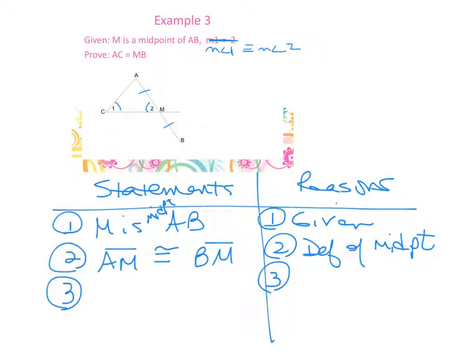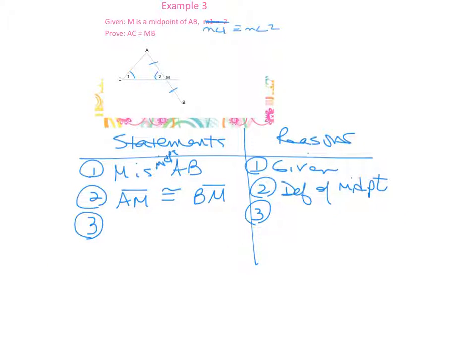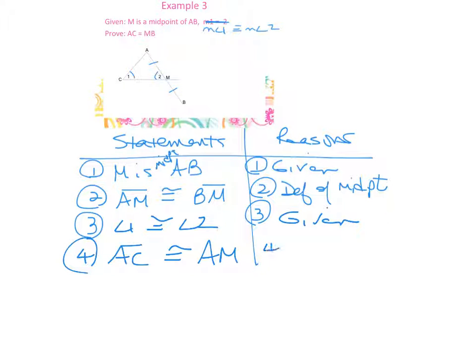Now, what am I going to do next? I can put in my given, right? Measure of angle 1. So angle 1 congruent to angle 2. Given. Now what? Tessie. You can say, since the 2 angles are congruent, that means the 2 legs are congruent. Perfect. Okay, we're going to do the base angles converse. So we could say that AC is congruent to AM because the base angles converse. Okay, so if the angles are congruent, that means the sides or the legs are congruent.